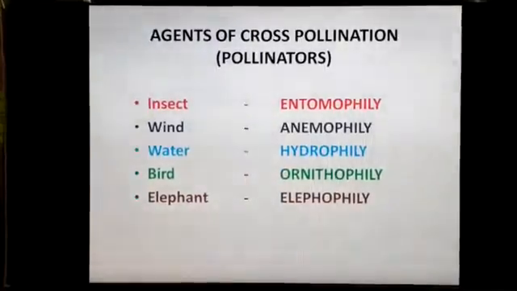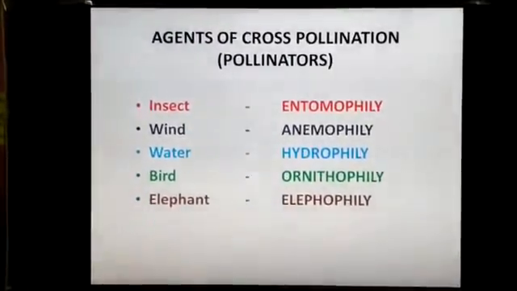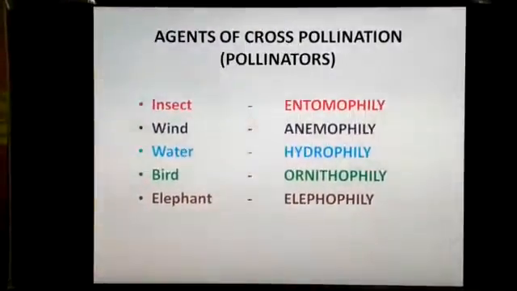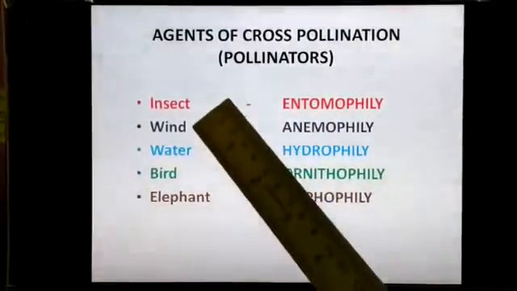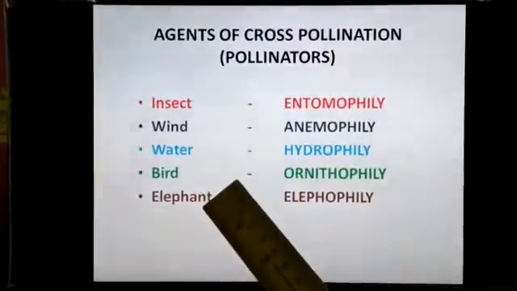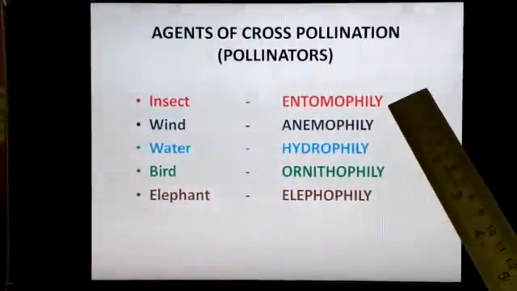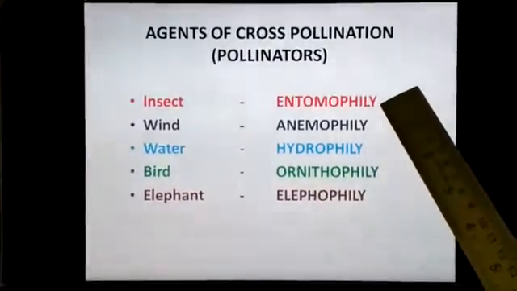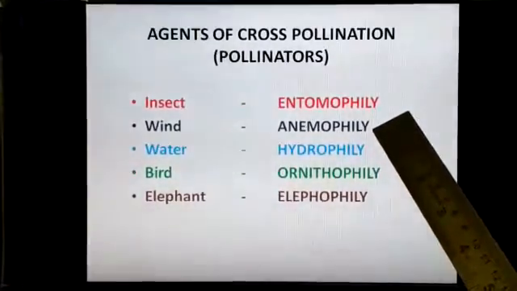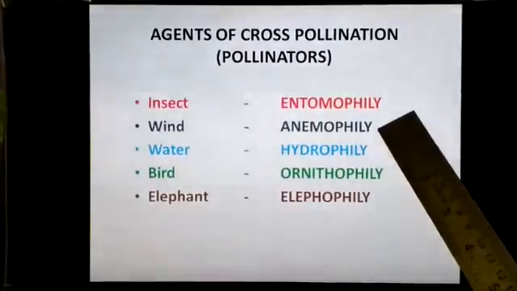Now we move on to agents of cross-pollination. The agents are also called as pollinators. Here are 5 agents: insect, wind, water, bird, and elephant. When the pollination is carried out by insect, it is termed as entomophily. When pollination is carried out by wind, it is termed as anemophily.